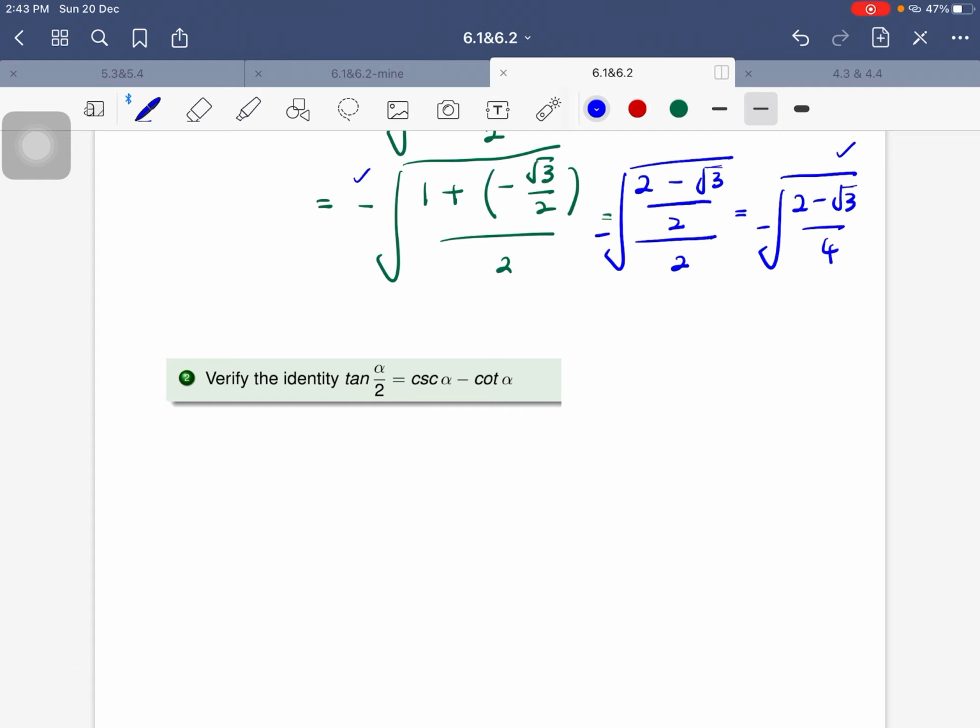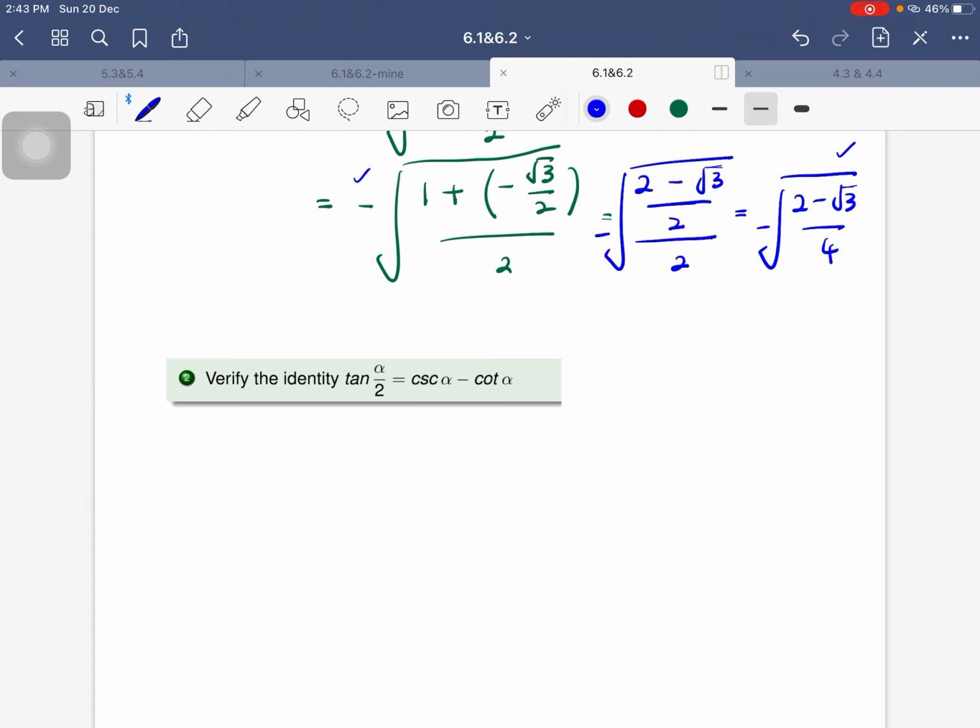Okay, so next we're going to verify the identity. But before that, let me check the value. Is it going to be the same as what I get from the calculator? Negative square root of 2 minus square root 3, divided by 4. So that will be the value then.